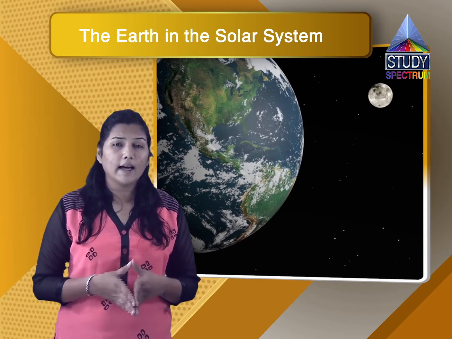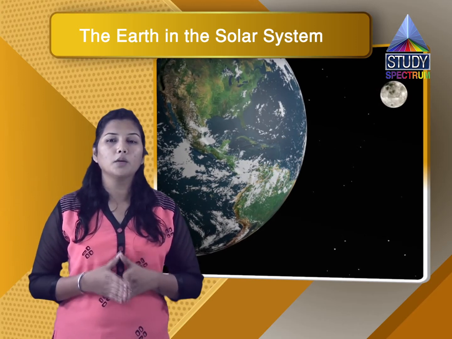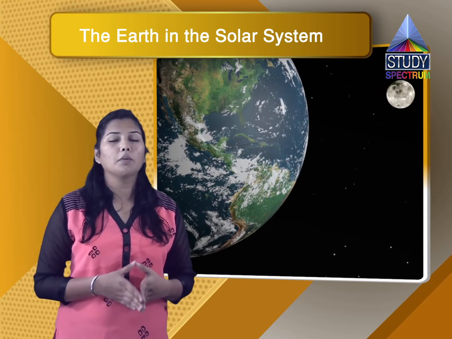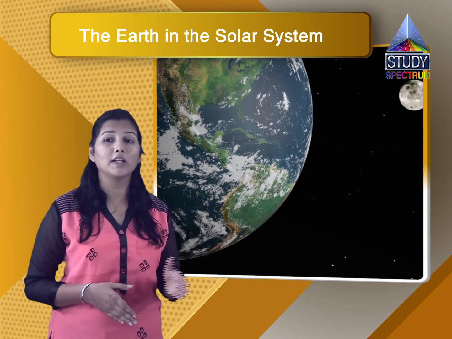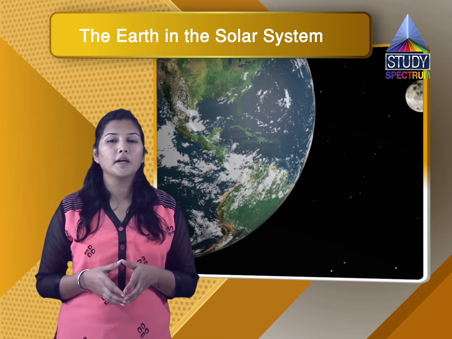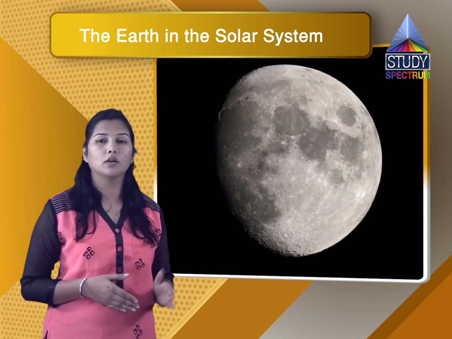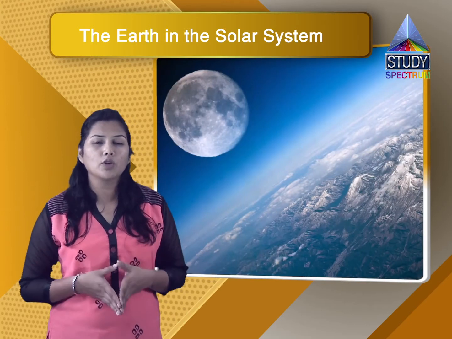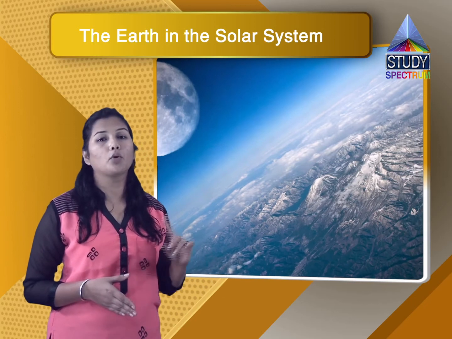It is just 3,84,400 kilometers away from us. The moon moves around the Earth in about 27 days, and that is the time the moon takes to complete one spin, because of which we just see one side of the moon that is visible to the Earth.